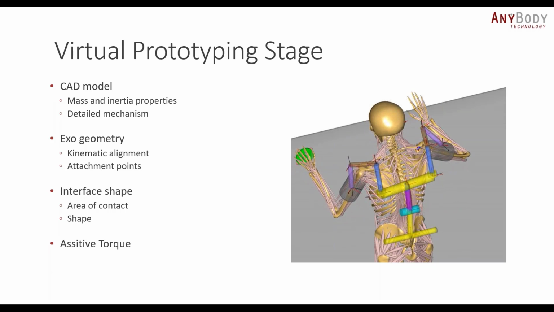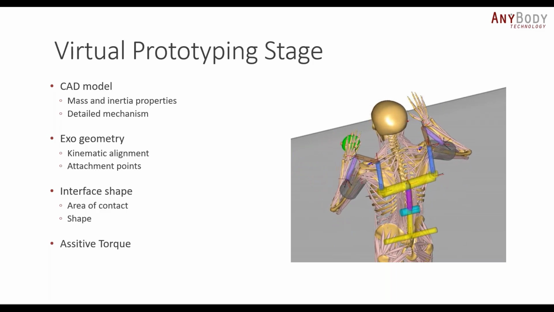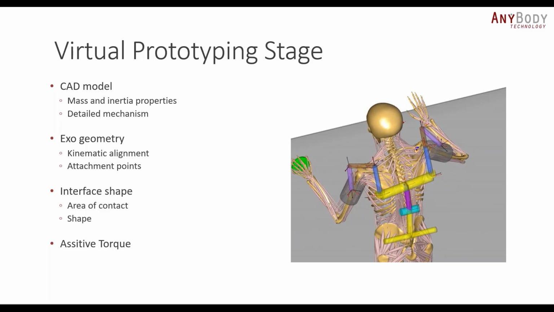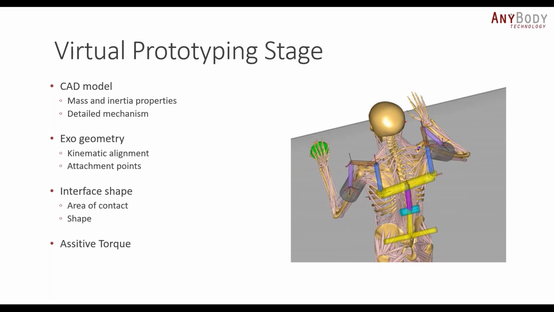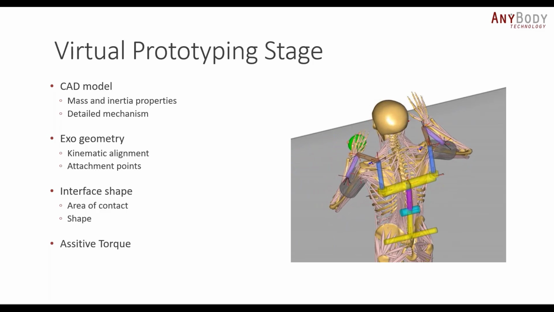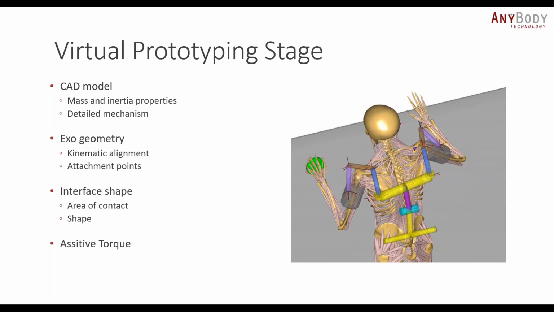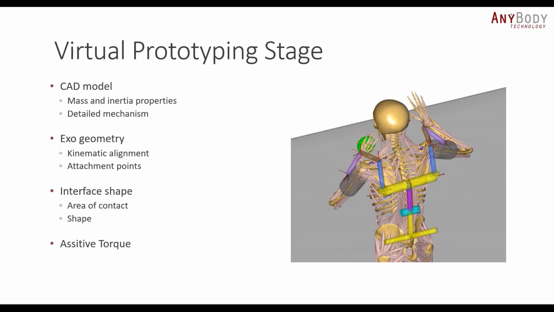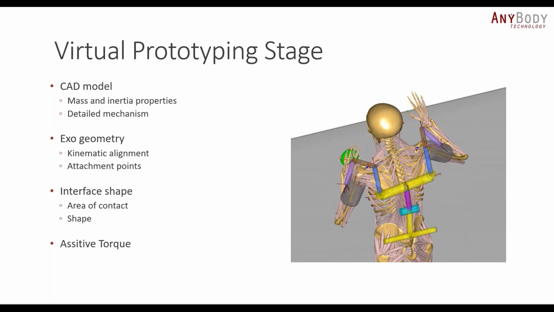In this case, you are interested in making a detailed digital model around the exoskeleton concept, and this allows you to make more reliable estimates of mass and inertia properties of the exoskeleton. You can simulate a detailed mechanism of the exoskeleton, equip it onto the musculoskeletal model and look at issues like kinematic alignment or attachment points between the human and the exoskeleton. Then maybe you can investigate how the interface shape can affect the interaction force, or how to optimize the assistive torque by changing something in the mechanism.